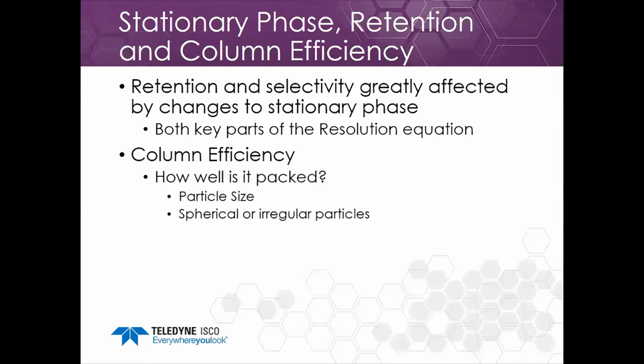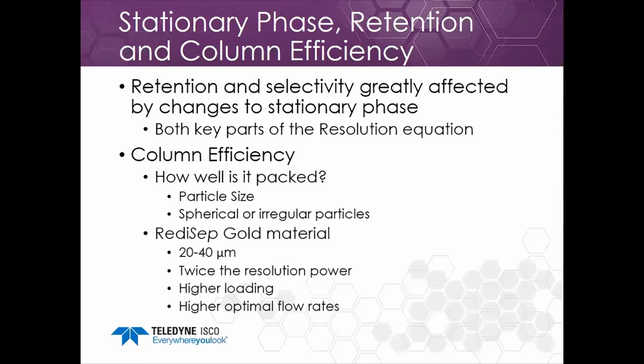The other factor is column efficiency, and ultimately that is how well the column is packed, and that's going to be dictated by two different variables: particle size and the symmetry of the particles. Do you have spherical particles that you're trying to pack together? Are you packing irregularly shaped particles? We're going to get better packing when the particles are spherical, the particle size is more uniform, and the particle size is smaller.